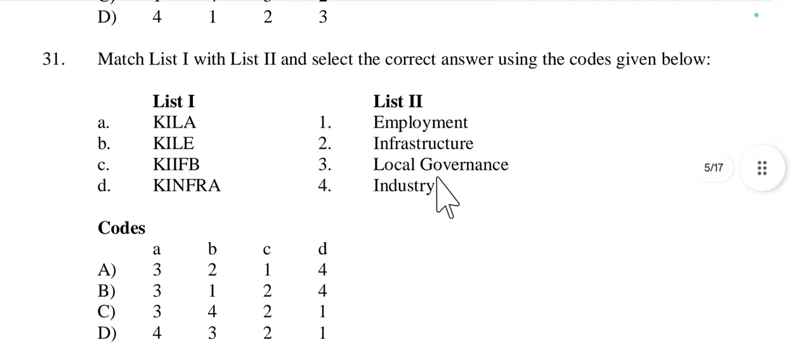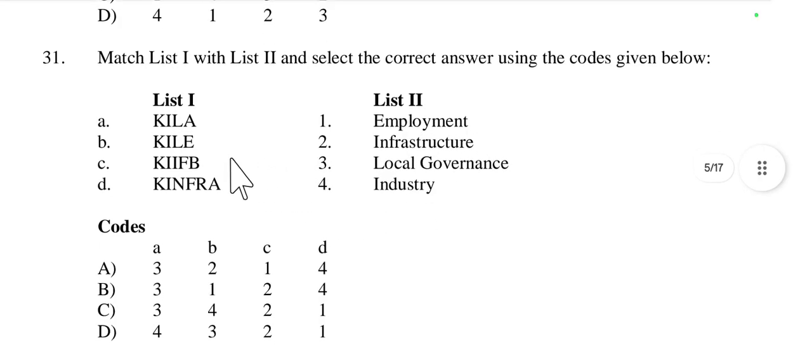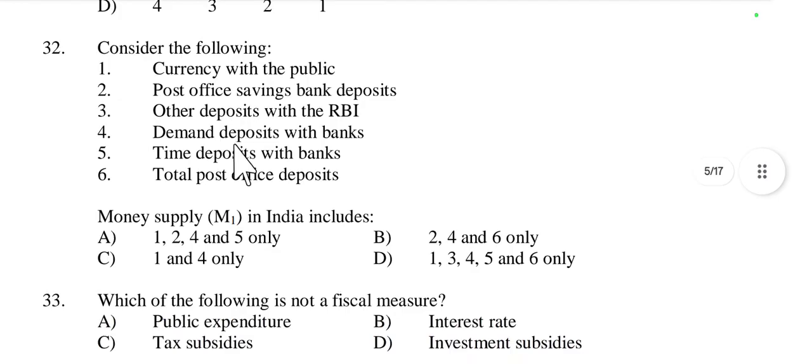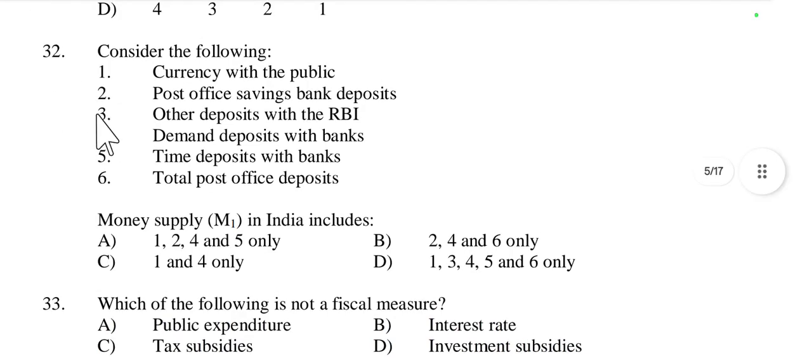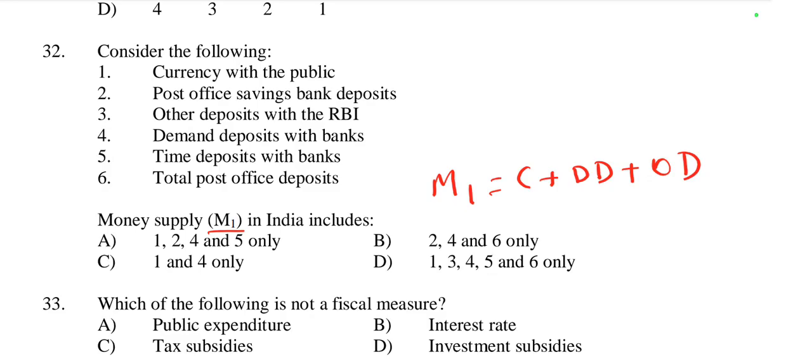Then question number 31. It is related with Keller, so let it go. Then question number 32. Consider the following statements. Money supply M1 in India includes. We know that M1 is equal to C plus DD plus OD. C means currency held with the public, DD demand deposits, and OD other deposits. First one is C, currency with the public. Yes, option 1 is right.